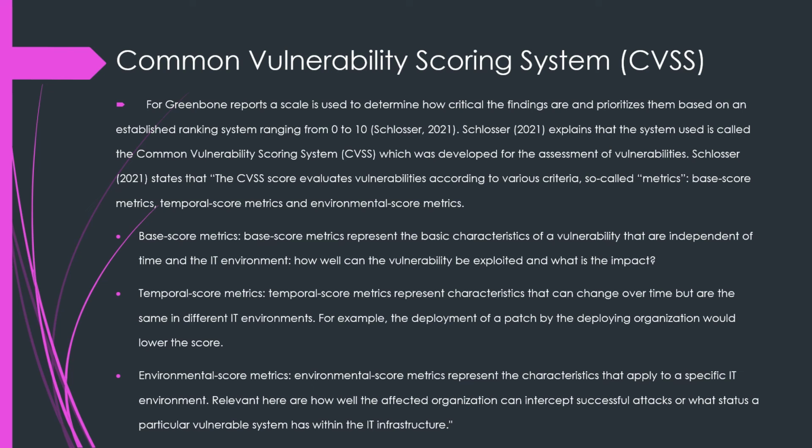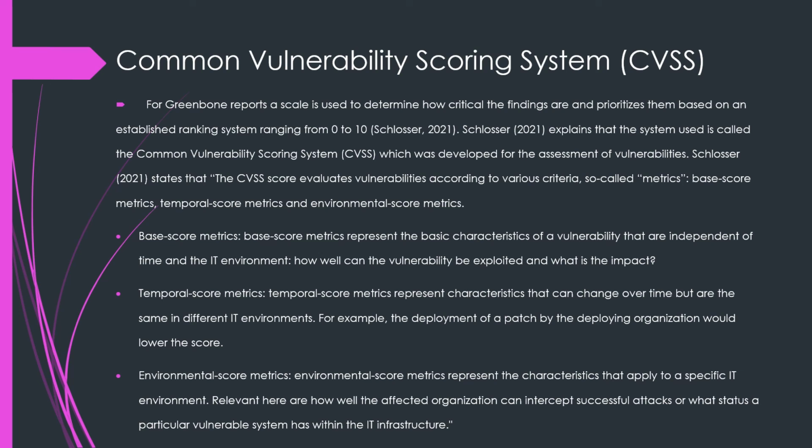So there's the base score metrics, the temporal score metrics, and the environmental score metrics. Base score metrics represent the basic characteristics of a vulnerability that are independent of time and the IT environment, which is how well the vulnerability can be exploited and what is the impact. Temporal score metrics represent characteristics that can change over time but are the same in different IT environments. For example, the deployment of a patch by the deploying organization would lower the score.